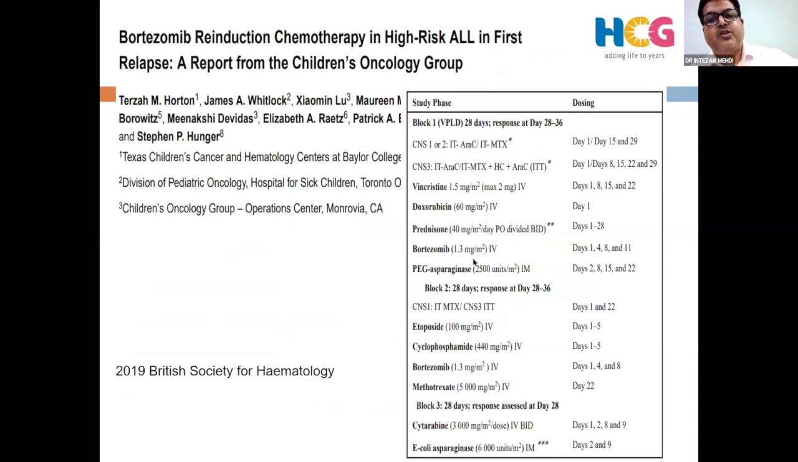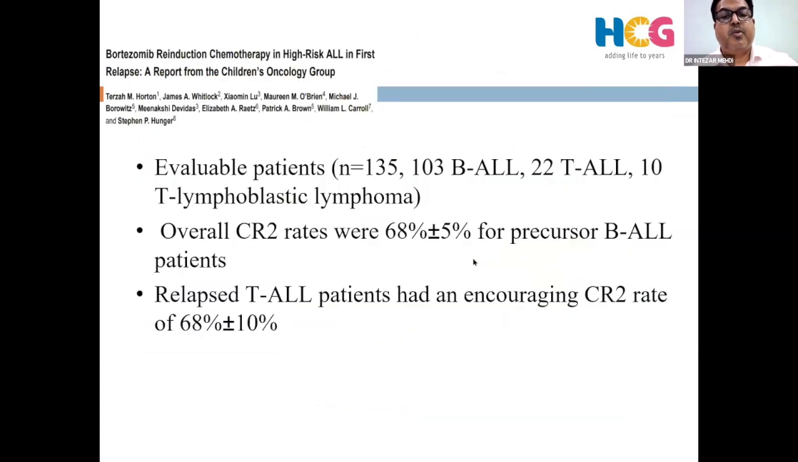So this was incorporated into the similar arm, like with Dox and prednisolone, and bortezomib is given 1.3 milligram per meter square, day 1, 4, 8, 11, along with the PEG. And this was in a 2019 paper, about 135 patients. You can see 103 B-ALL and 22 T-ALL, all were children.